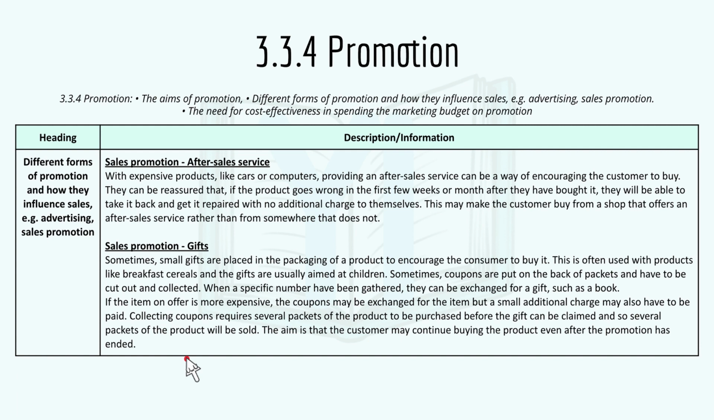And sales promotion for gifts. Sometimes small gifts are placed in the packaging of the product to encourage the customer to buy it. This is often used with products like breakfast cereals, and then the gifts are usually aimed at children. And sometimes coupons are being used as well. Collecting coupons requires several packets of the product to be purchased before the gifts can be claimed, and so several packets of the product will be sold. The aim is that the customer may continue buying the product even after the promotion has ended.